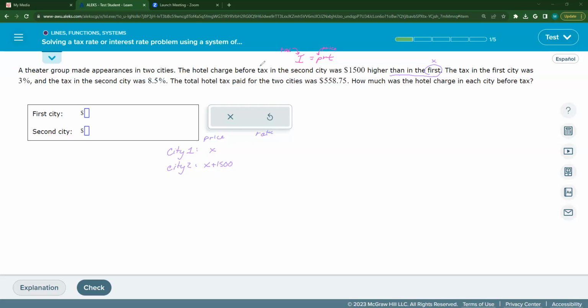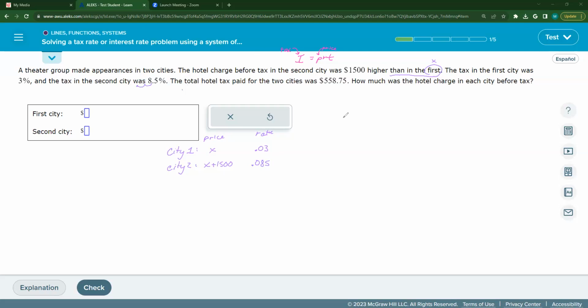All right, so my tax rate. The tax in the first city was 3%, so 0.03. And the tax in the second city was 8.5%. Remember, we're moving the decimal 2 spots. So this is 0.085.